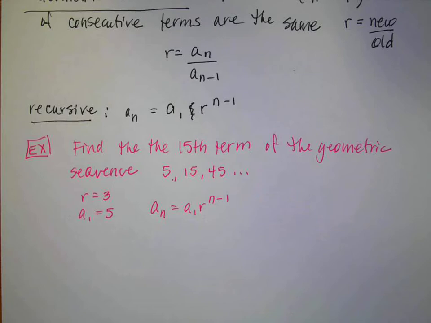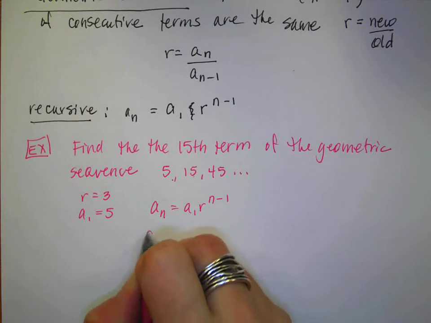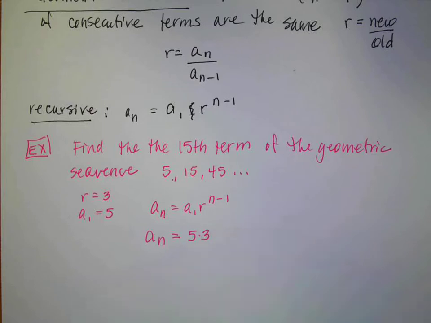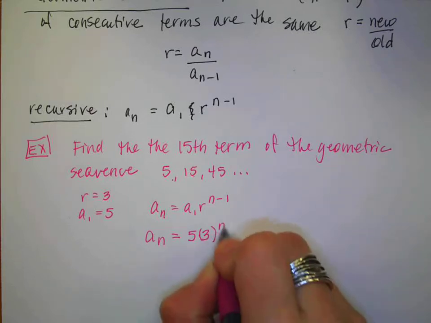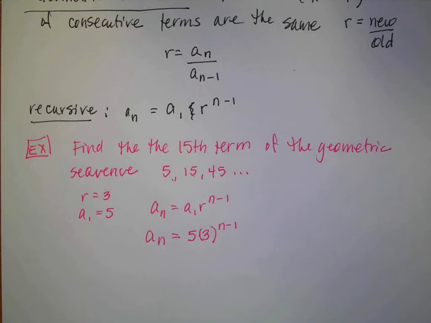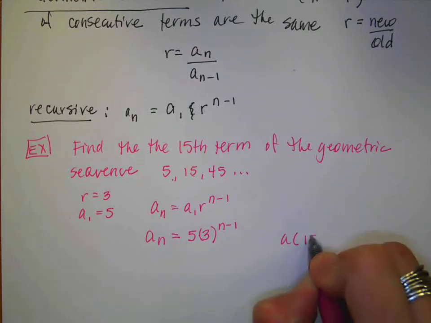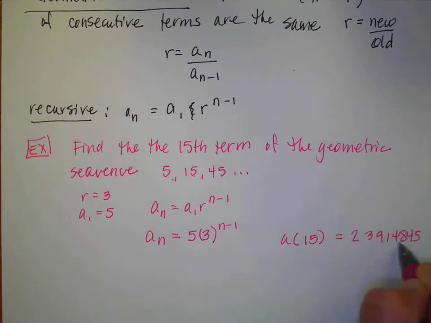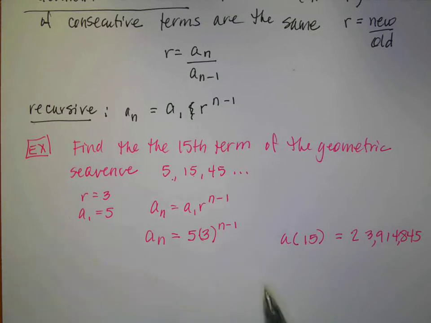Alrighty, so then I'm just going to write my handy-dandy formula: a sub n is a sub 1 times r raised to the n minus 1. So my first term is 5, my r is 3, and I'll put parentheses in. If it were me, I would put that rule in my calculator, and then I would do a of 15, and I would get a really big number: 239,148,451,2. Ta-da! So obviously it's easy to tell that a geometric sequence is going to grow really quickly.